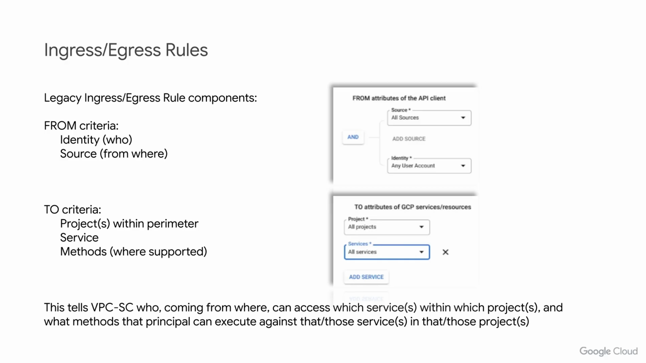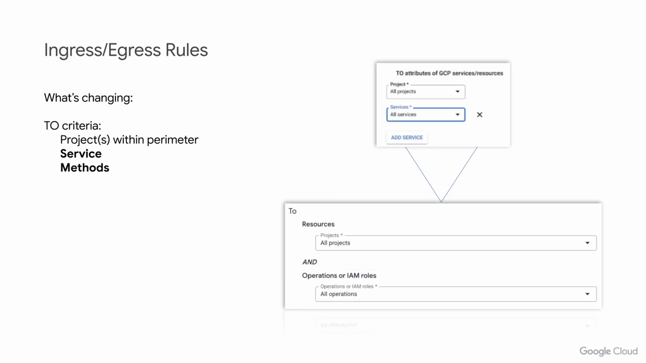Ingress and egress rules are fundamental to controlling the granular authorized flows that cross your perimeter boundaries. Traditionally, these rules are built with from and to criteria. The from criteria would specify identity and sources, while the to criteria would specify projects and then the services and methods that those principals could execute against those APIs. The introduction of IAM role support is a fundamental shift in that last part. That is, how we tell VPCSC what services and methods we want a principal to be able to execute against those services inside your perimeter.